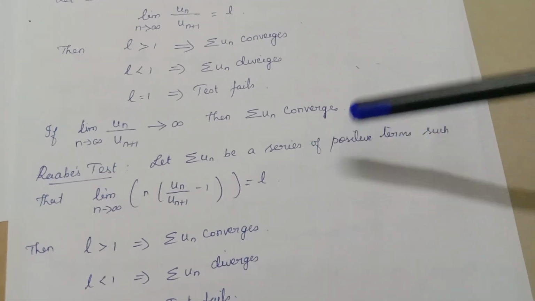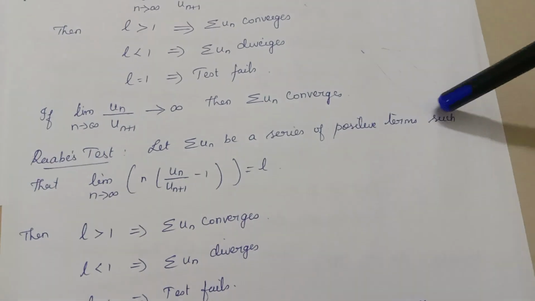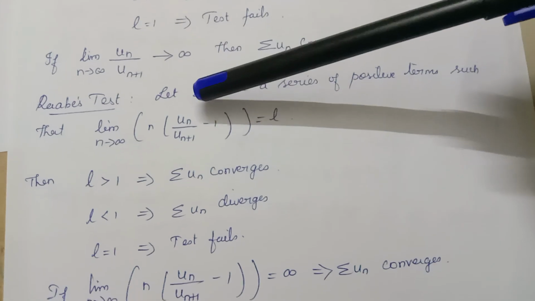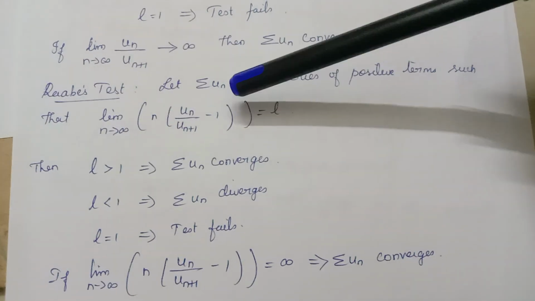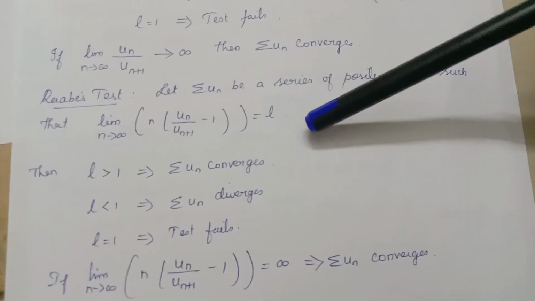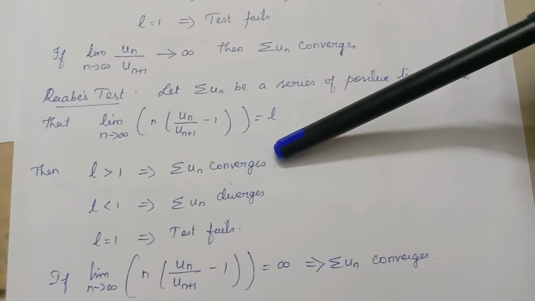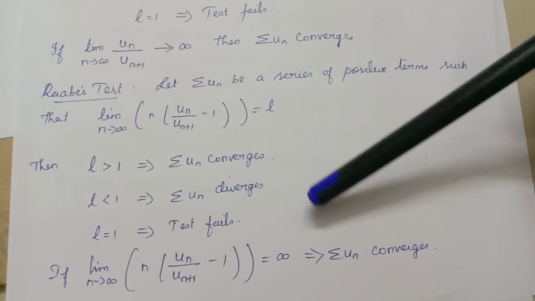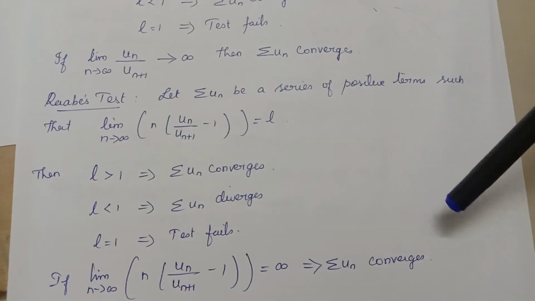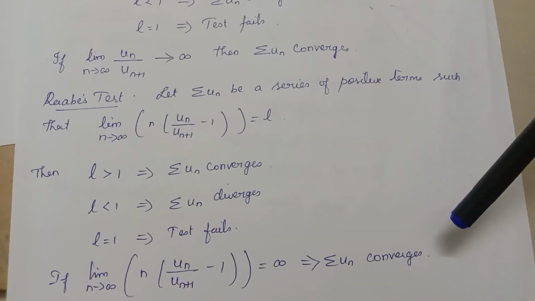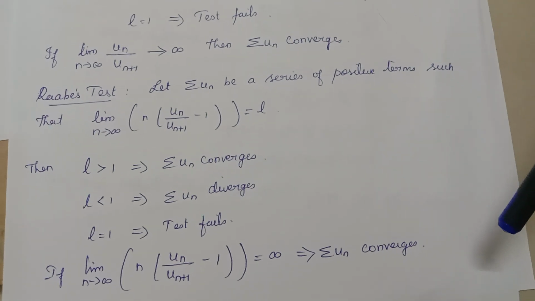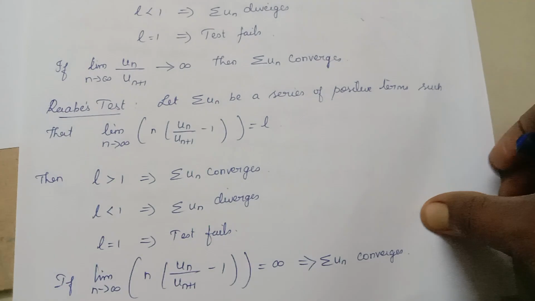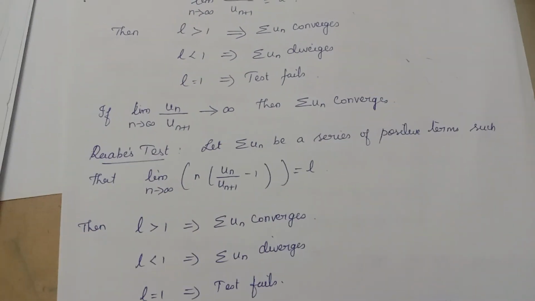Next one is Raabe's test. Let sigma un be a series of positive terms such that the limit as n tends to infinity of n into (un by un plus 1 minus 1) is equal to L. Then the series converges for L greater than 1, diverges for L less than 1, and the test fails when L equals 1. In almost all the tests, when you get the limit as 1, the test fails. If the limit is equal to infinity, then the series is a convergent series.